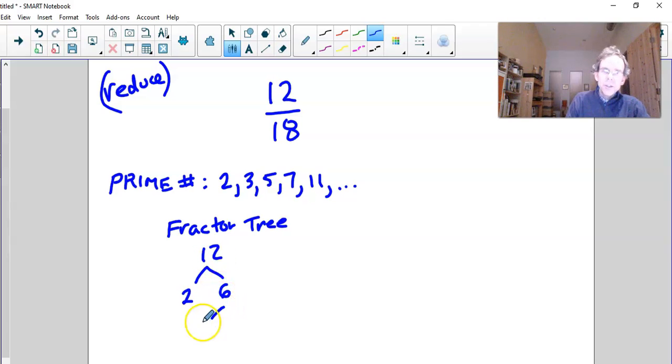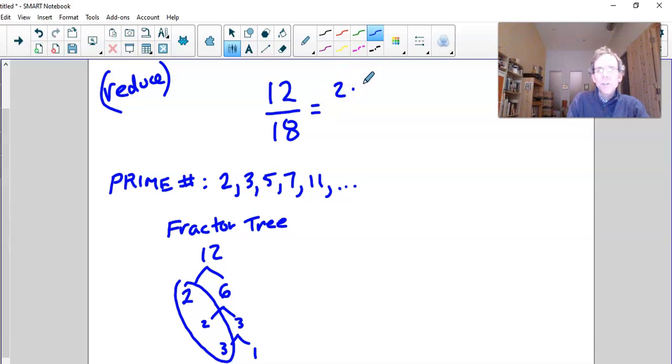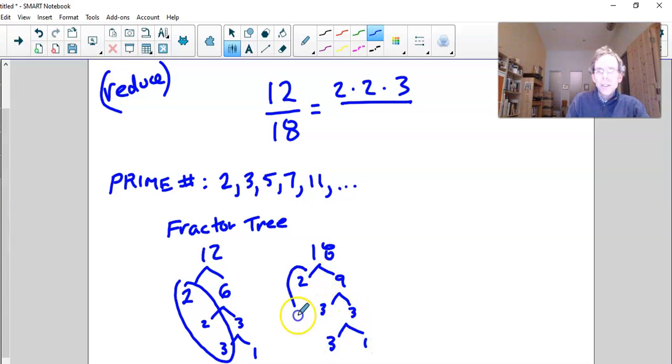All right, 6 is still even, so 2 goes in 3 times, and then 3 goes into itself once. I'm using the prime numbers on this left side, right? Nothing but primes. So when you get to 1 on the right, you're done. And 12, its prime factors that multiply to 12 are 2 times 2 times 3. If we do 18, 2 goes in 9, 3 goes into 9 3 times, and then 3 goes into itself once. So here are the prime factors for 18. Some people call these prime factorizations of the number.